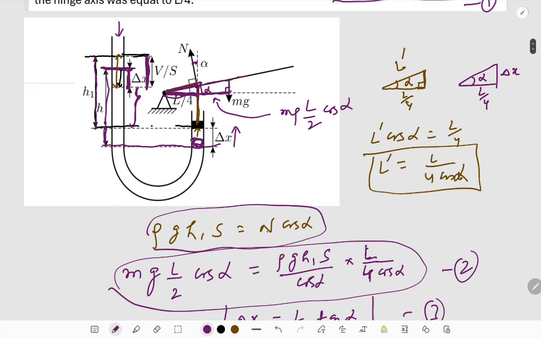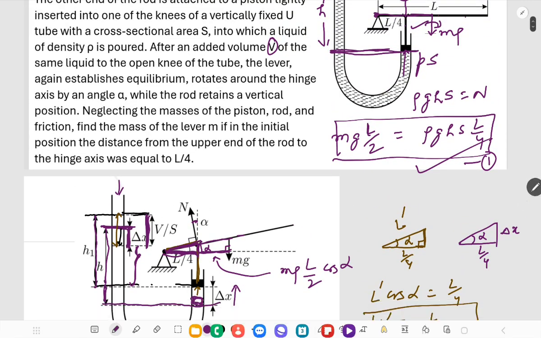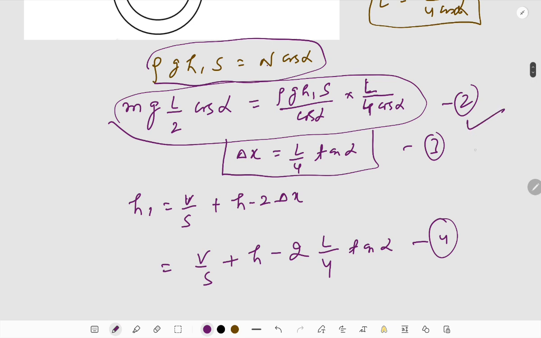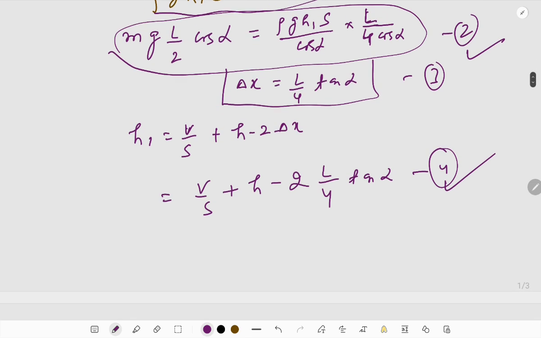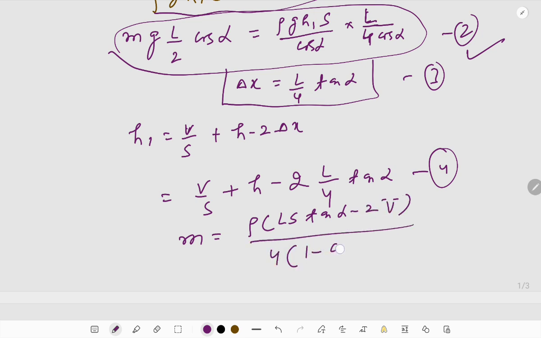And use equation number 1, equation number 2 and equation number 4. Number 3 is not needed now, and you can solve the obtained equations, and you are going to find the answer, the value of our m. I already found it out, so I don't need to find it again. And this m I got is rho L s tan alpha minus 2V divided by 4 multiplied by 1 minus cos cube alpha, and this is the answer I got.